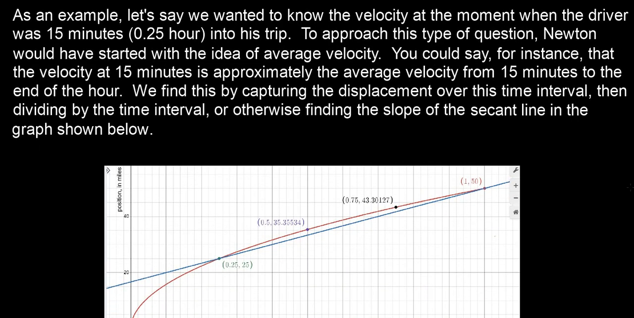If we don't know how to compute the velocity at an instant, we could approximate it by taking an average velocity. So let's say our instant of interest is the 15-minute mark. I want to find his velocity at that 15-minute mark, or when t is equal to 0.25. And again, I will highlight it right there. I'll say that his instantaneous velocity there is roughly equal to the average velocity from that 15-minute mark to the 1 hour mark.